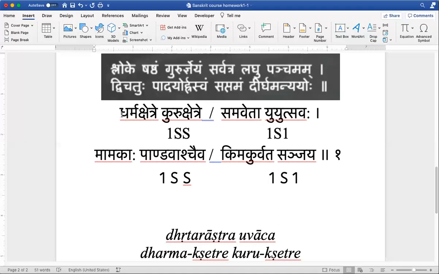Let's check it out. 1, 2, 3, 4, 5, 6, 7, 8. The sixth one is Ru, so the Ru is a Guru here. Similarly, 1, 2, 3, 4, 5, 6. The sixth one, U, should be Laghu, but because it is before a half Sa, it becomes Guru. So the first two lines satisfy the condition: every sixth letter is Guru.